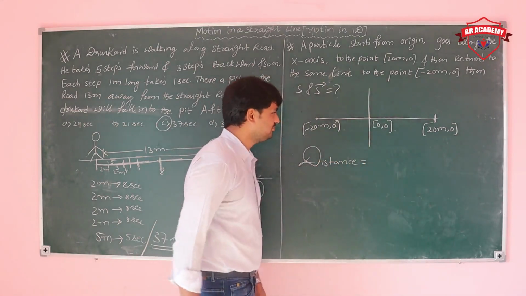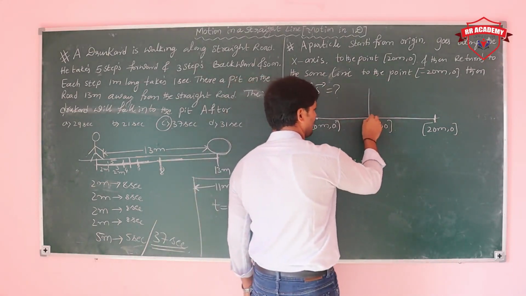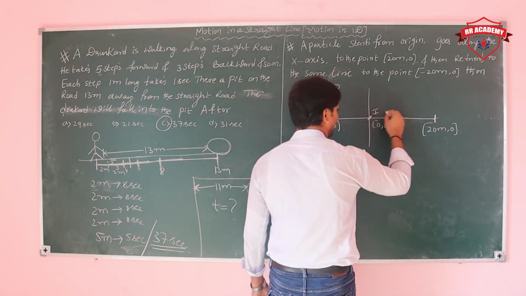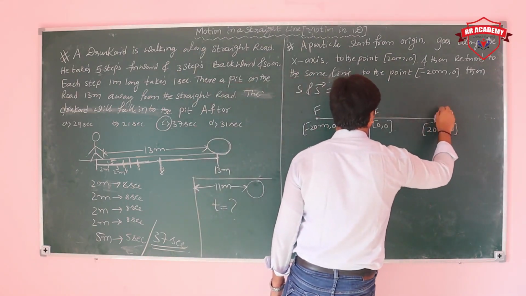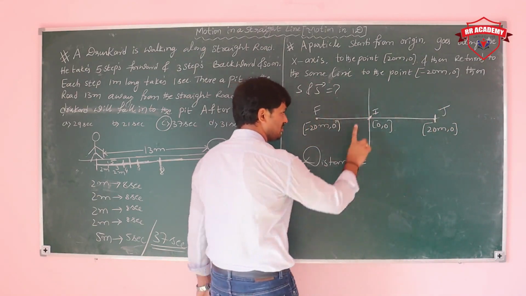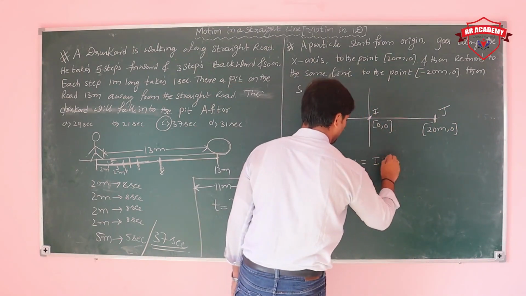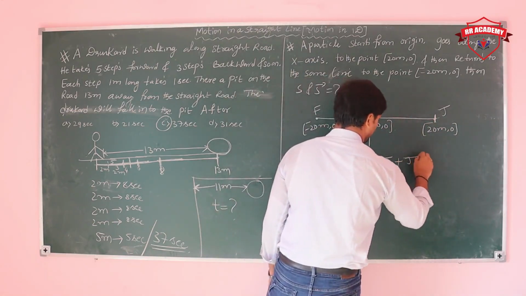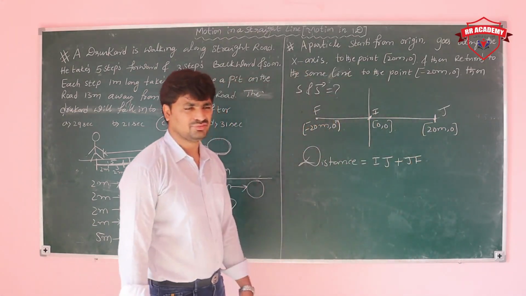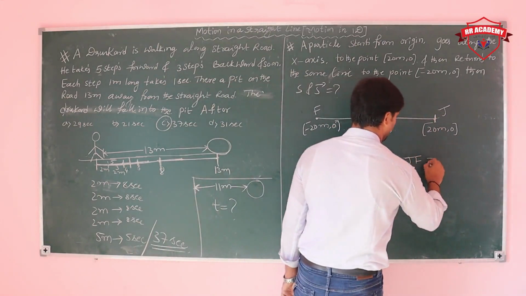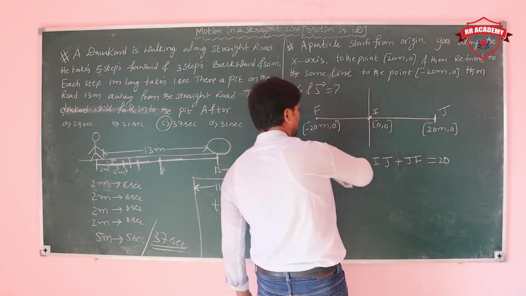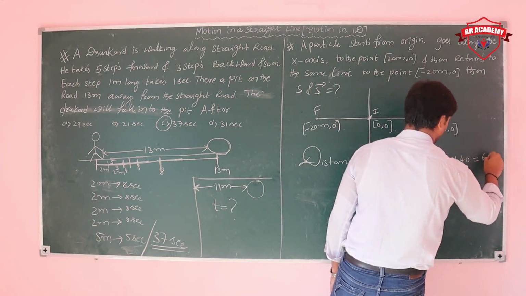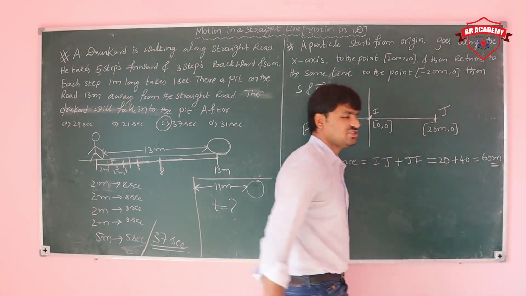Distance is equal to... how much is time? This is the initial position here, and this is the final position. You can give the number. I am giving here something J. So first it is going I to J, and then it's coming from J to F. I to J distance, how much? 20 meters. J to F, how much? 40 meters. So distance is 60 meters.